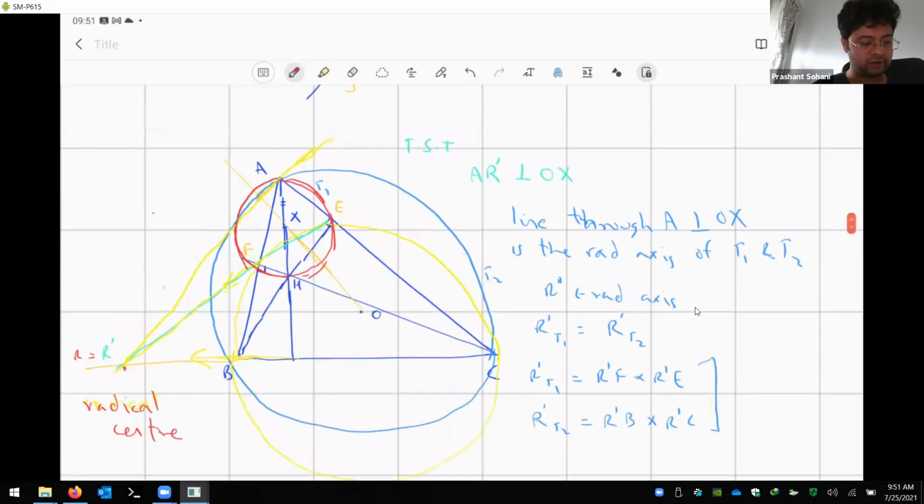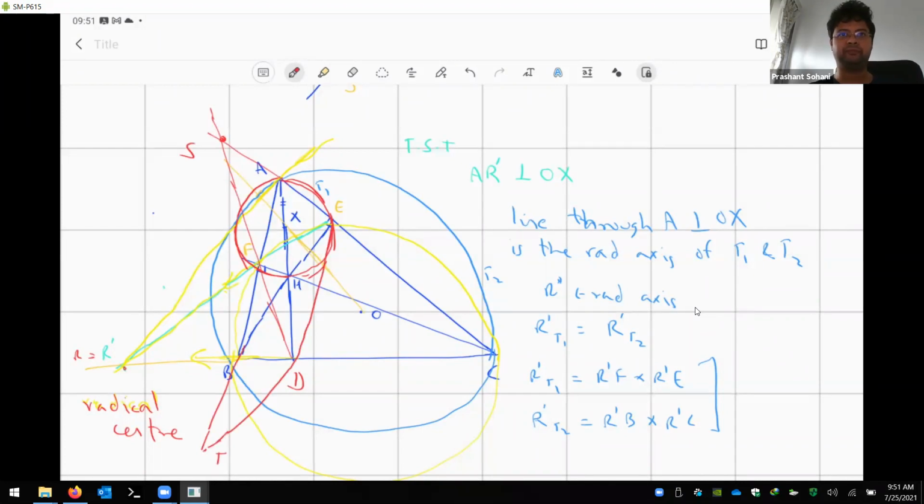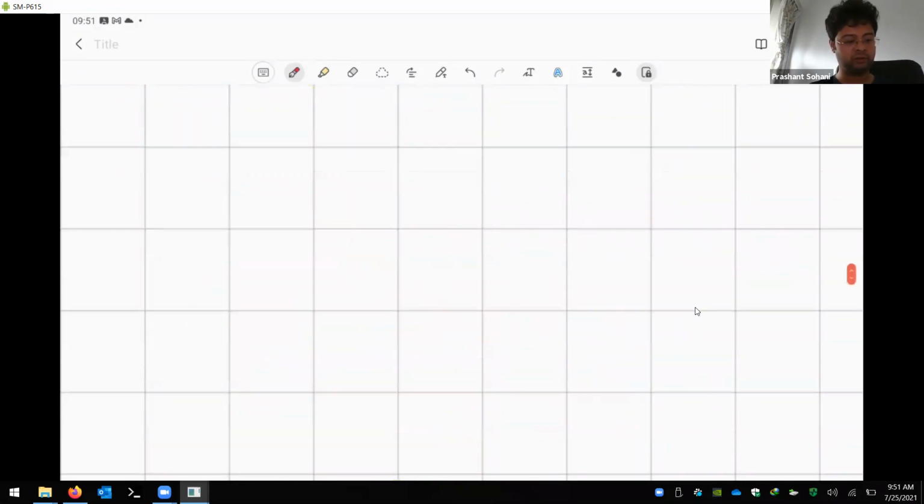I'll try. Actually, the diagram may become complicated, but to obtain point S, I could join the other two feet of altitudes. So this would be point S, and point T would be somewhere far up. I cannot draw it, but basically it is somewhere up or down. Okay. So these three points R, S, and T are going to be collinear. That is the claim. Okay. So let me just draw that diagram again.